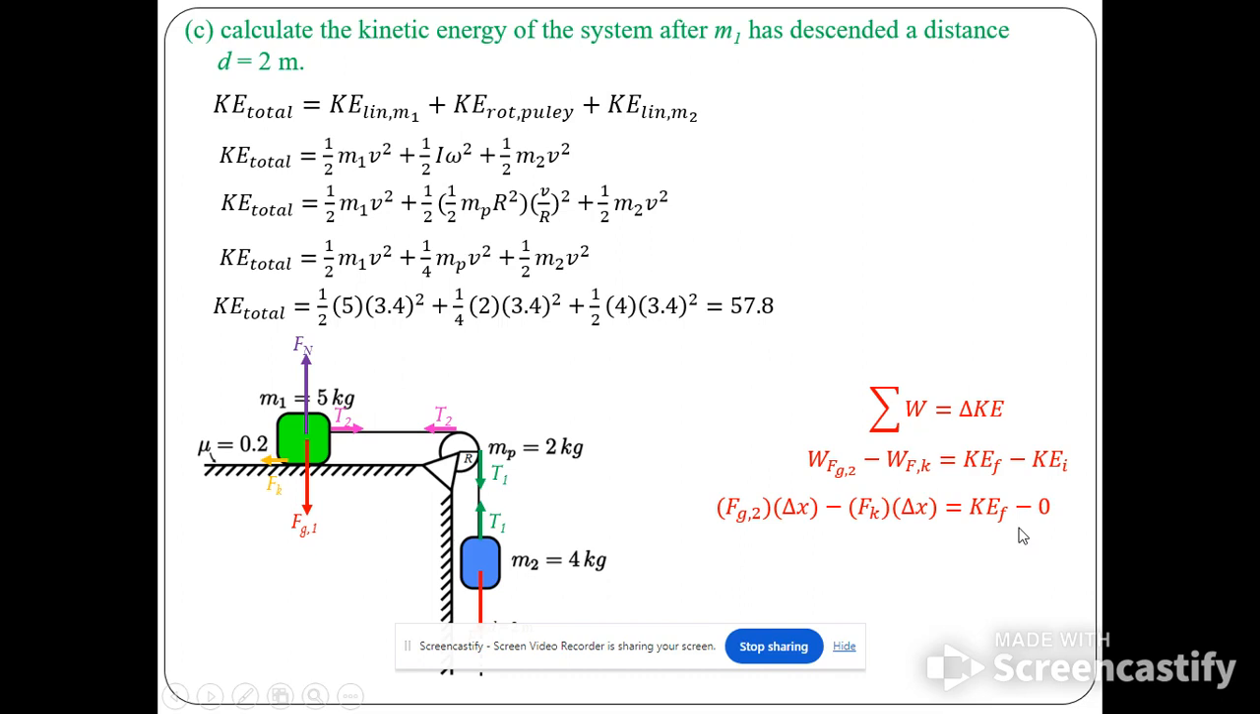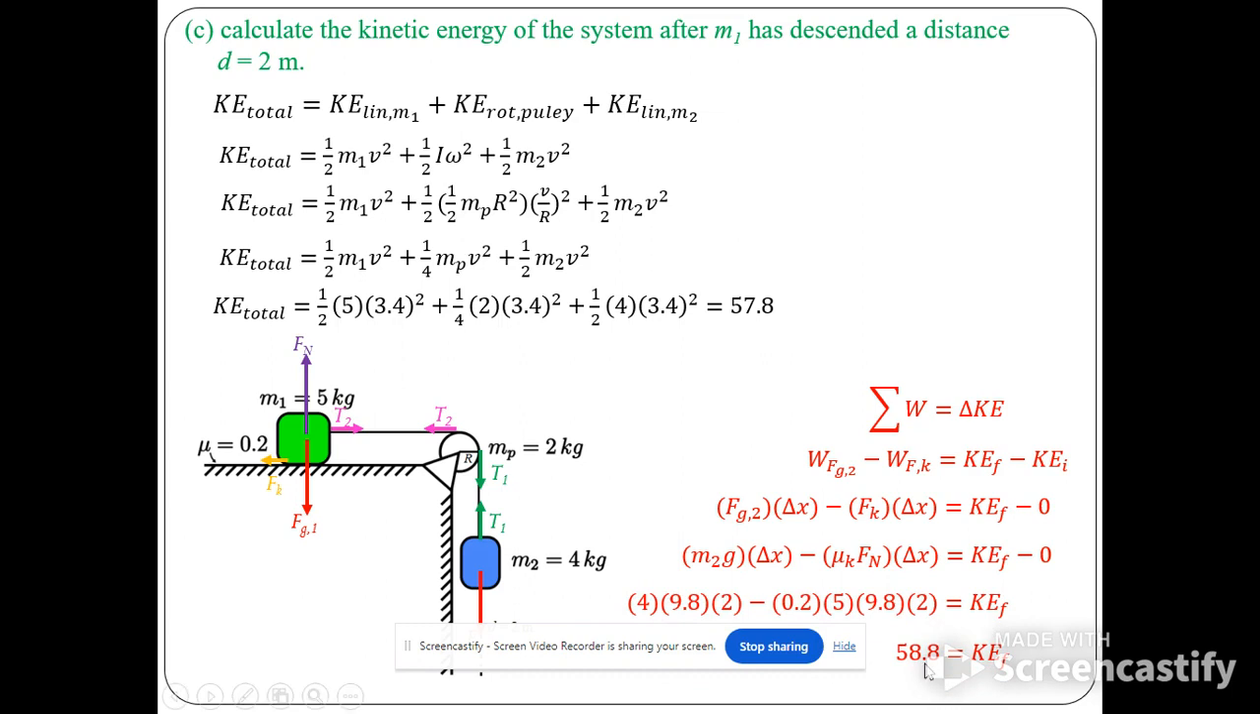And then KI is 0. So really you're solving for KEF. And KEF in this particular instance represents KE of the system once M2 is released and the system is allowed to accelerate. And if you do that, you get an answer of about 58.8. Now, if you look here, the answer up here is about 57.8. The answer down here is like 1 off. That's because the velocity here is really about 3.4-something. I just rounded down to 3.4.